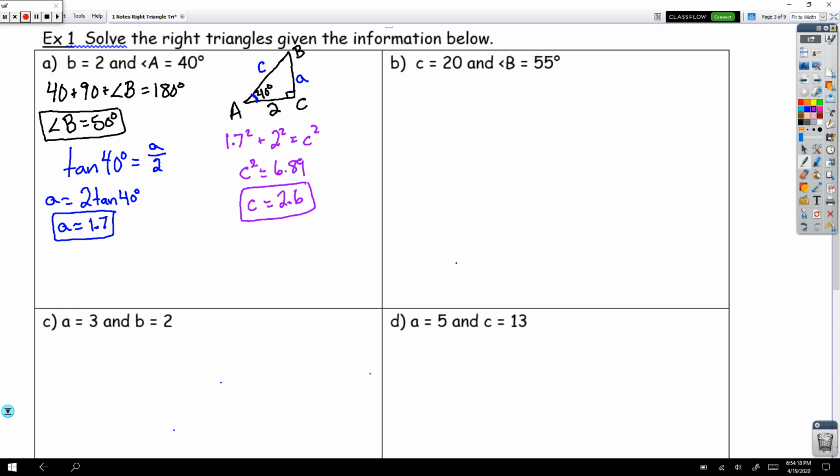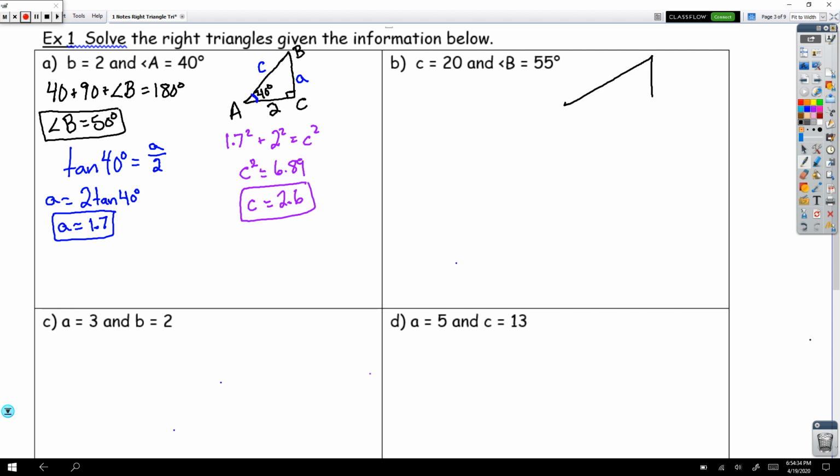Alright, let's look at b. b is similar. It gives me a side length and an angle. But this time it's going to give me a hypotenuse here, so I can utilize sine and cosine a little bit easier. But let's look at setting up the triangle first.